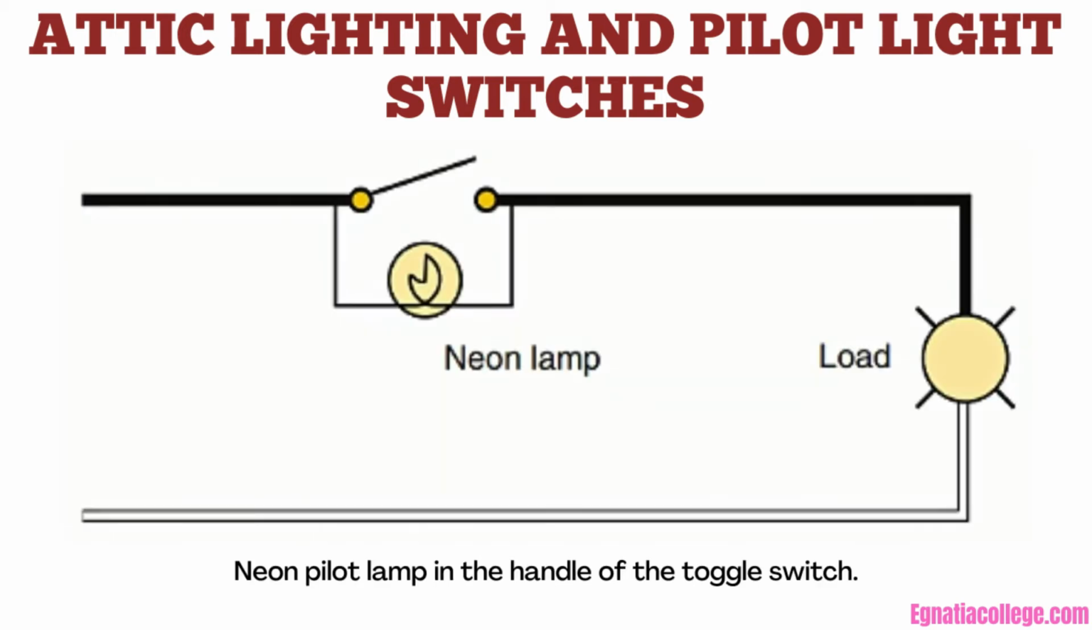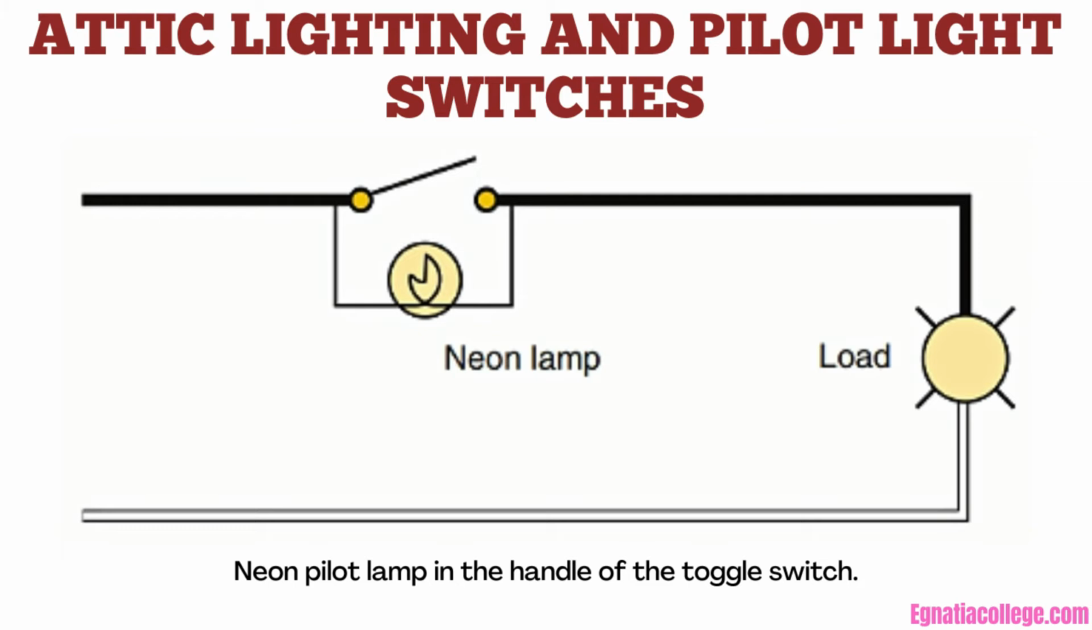If a neon pilot lamp in the handle, toggle, of a switch does not have a separate grounded conductor connection, it will glow only when the switch is in the OFF position because the neon lamp will then be in series with the lamp load. The voltage across the load lamp is virtually zero, so it does not light, and the voltage across the neon lamp is 120 volts, allowing it to glow.